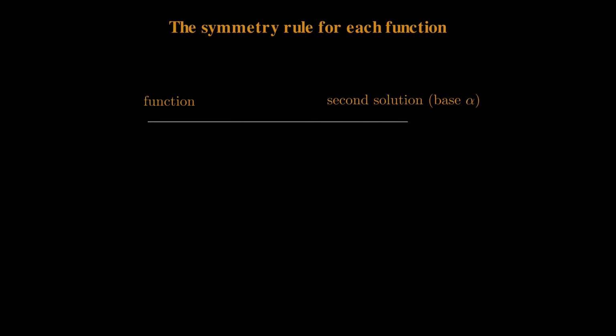Each function has its own symmetry partner. For sine, the second solution in a cycle is 180 minus the base angle. For cosine, which is symmetric about the horizontal axis, it's 360 minus the base angle. Those are the two you must know.